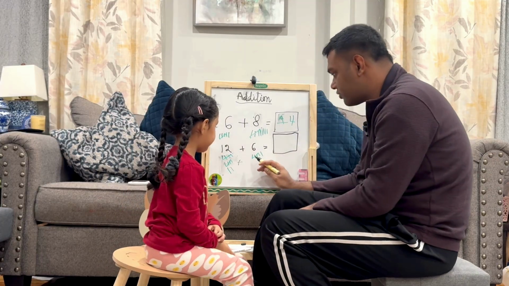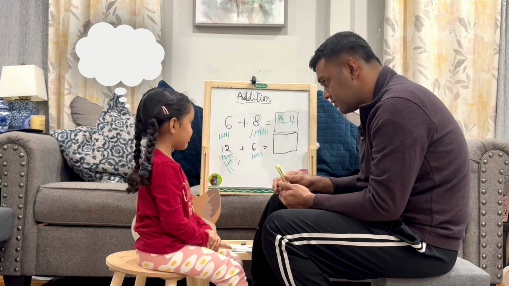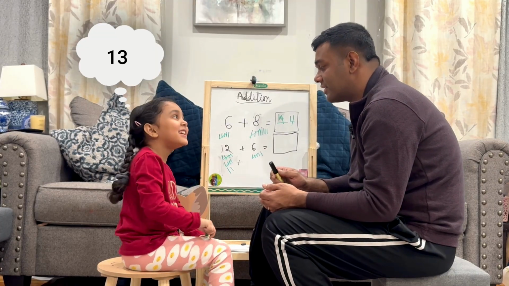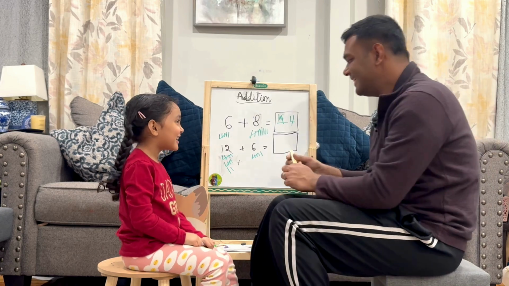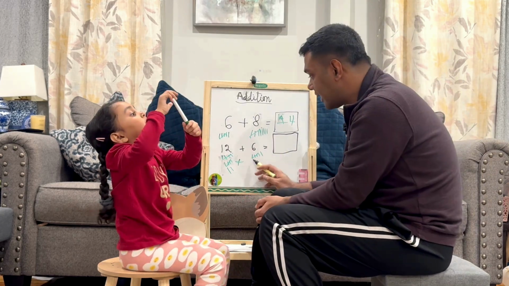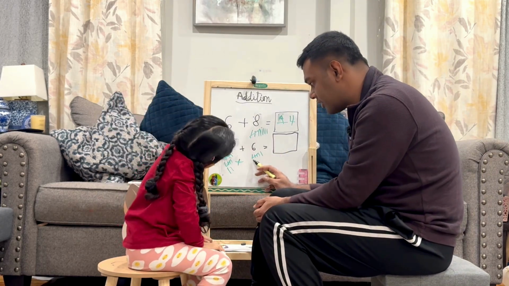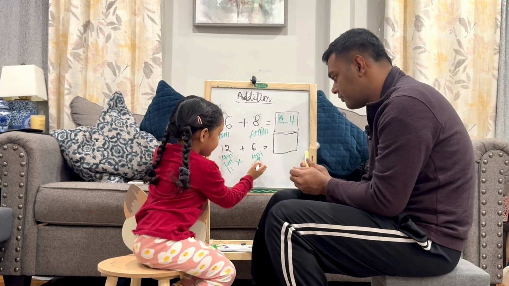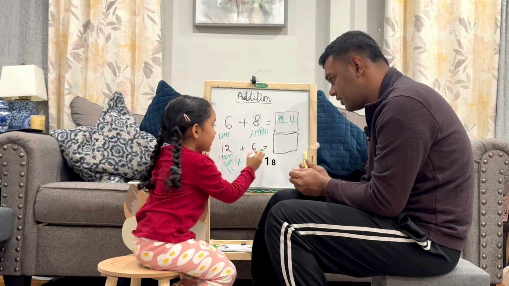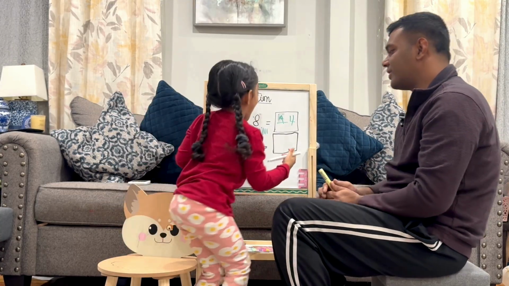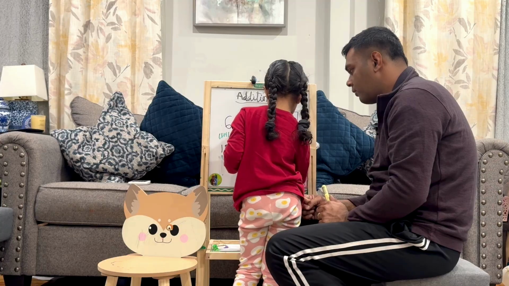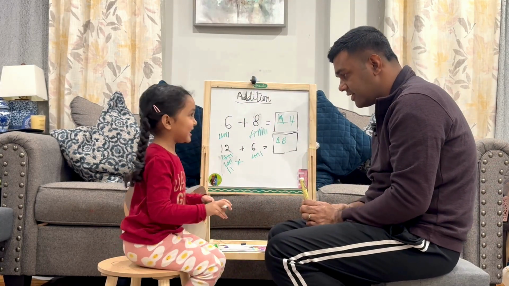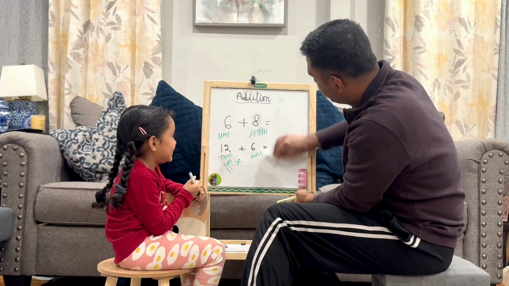12. So after 12, what is the number? 13. So after 12 is 13. You should say it and go. So you already have 12 here, so you start from 13. 13, 14, 15, 16, 17, 18. Good job. So 12 plus 6 is 18.